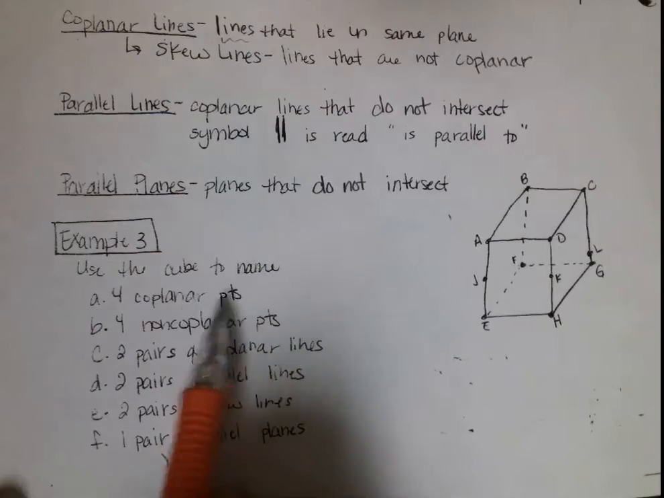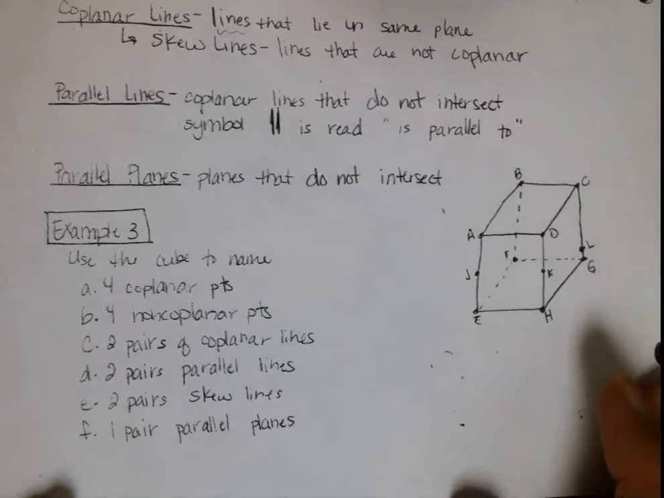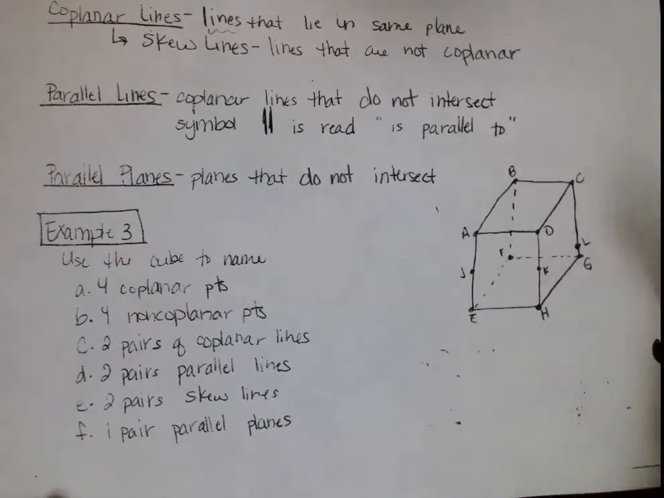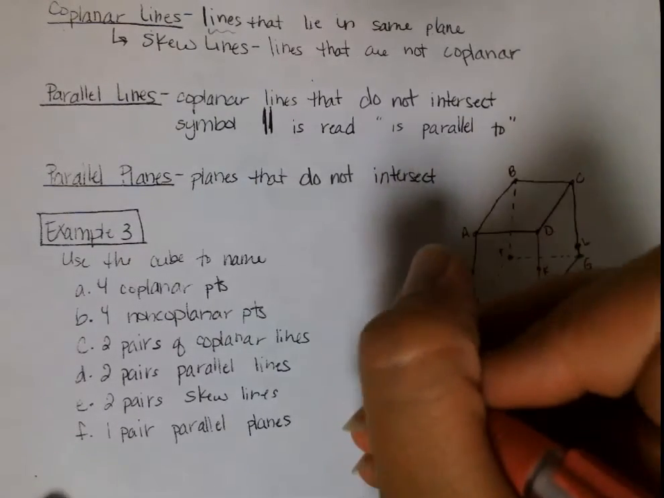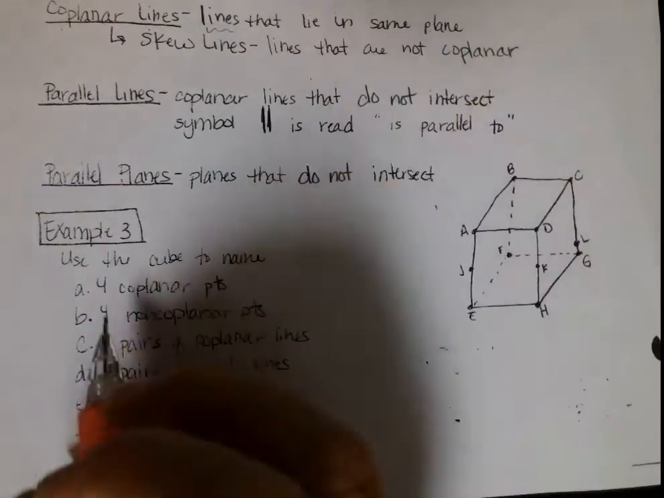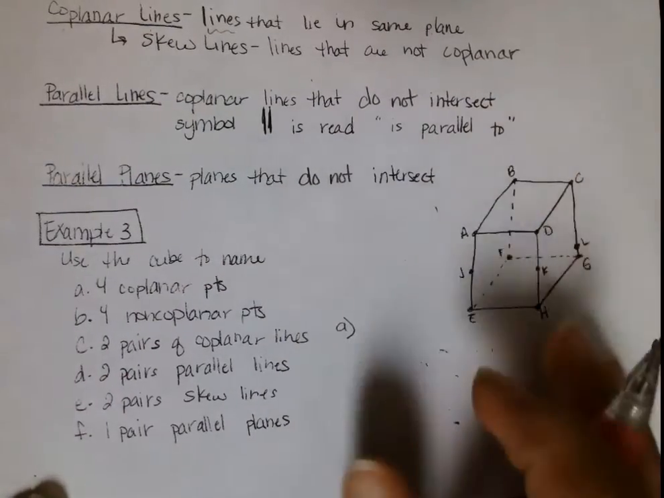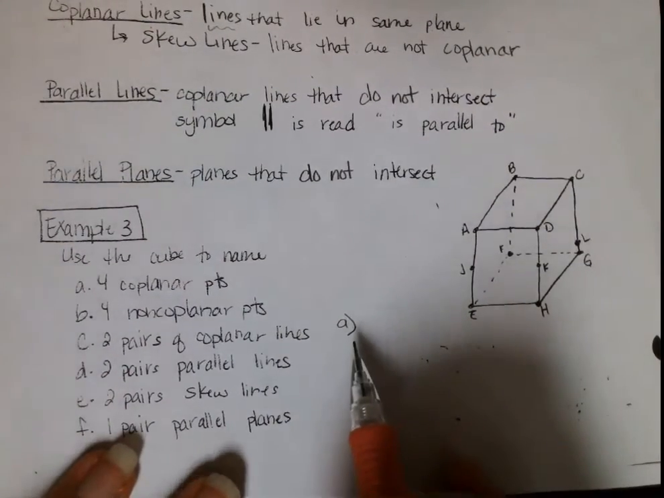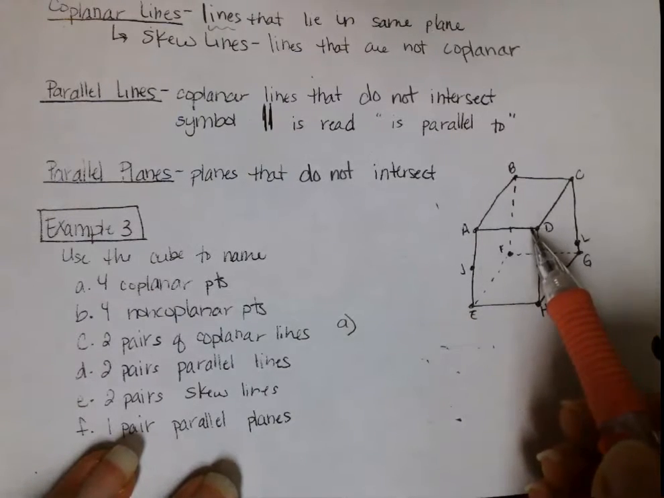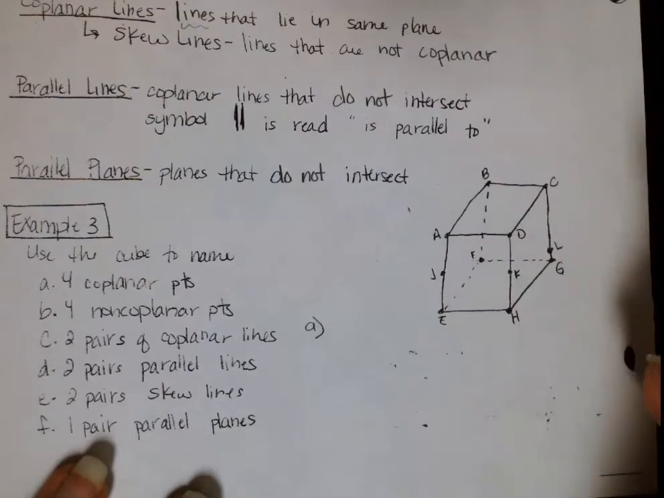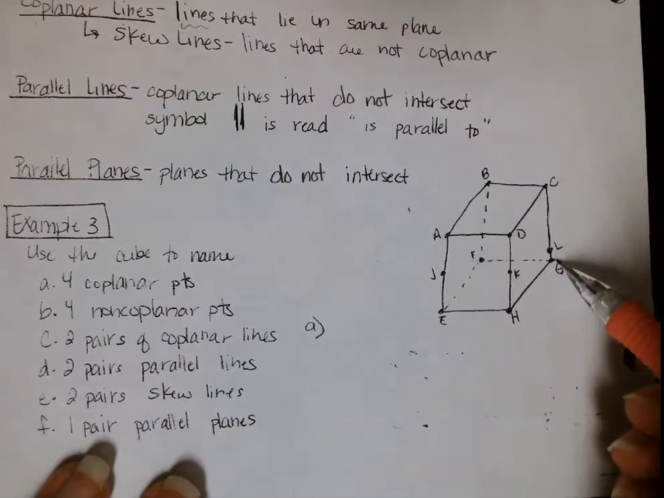We're going to use the cube to name all of these things. Okay, so hopefully my drawing here helps and you can make sense of it. So let's look at A first. So we want to name 4 coplanar points, pardon me, not parts. All right, so 4 coplanar points. I'm just going to look here at this plane. Well, actually, let's do a little different one that you might see. Let's do this plane right here.